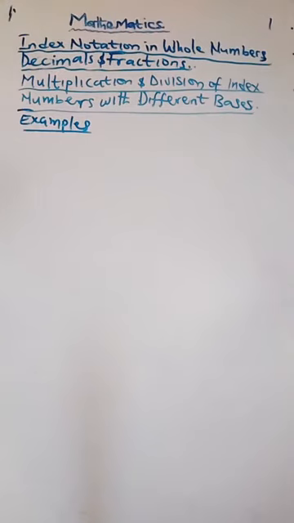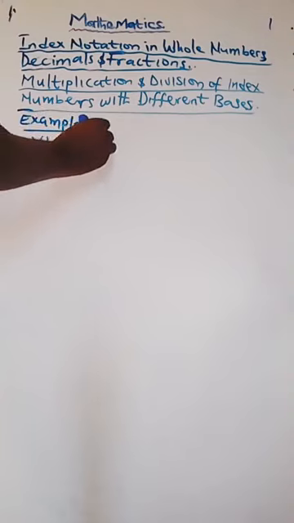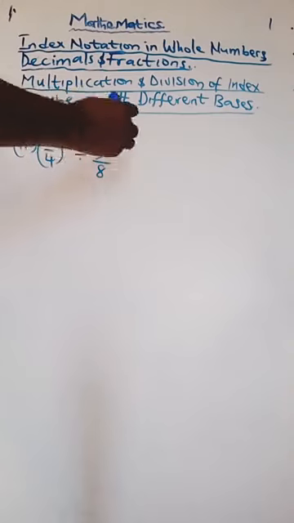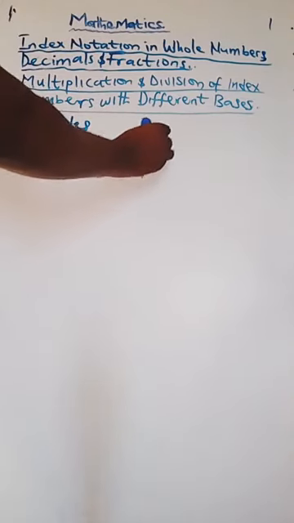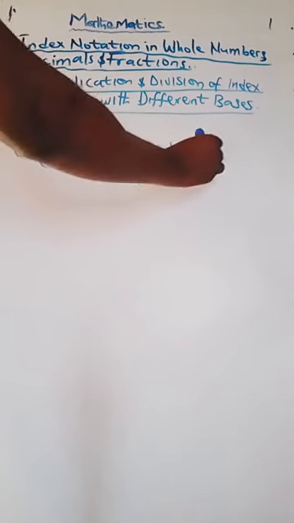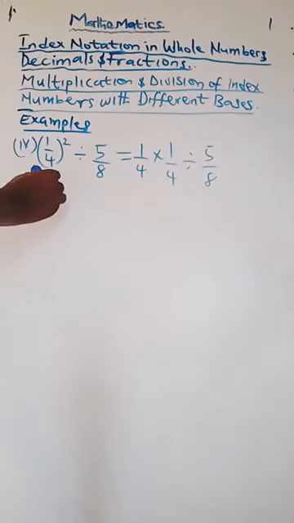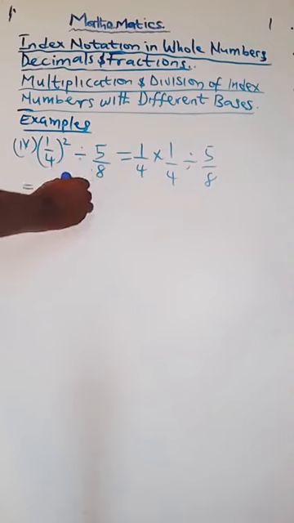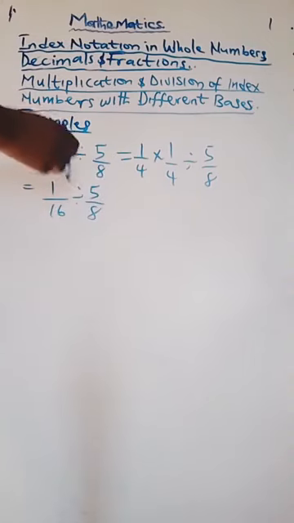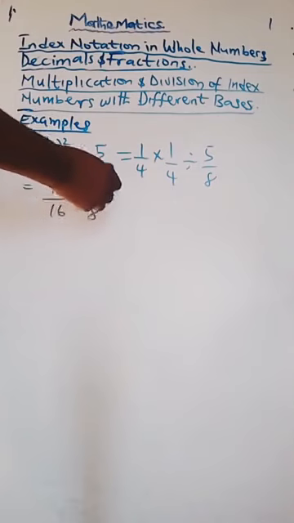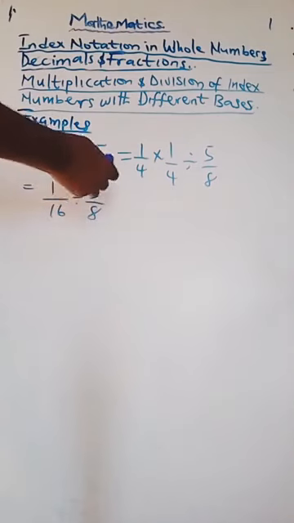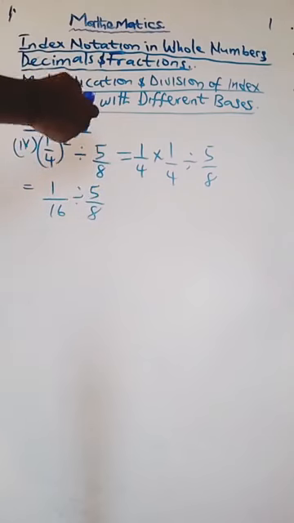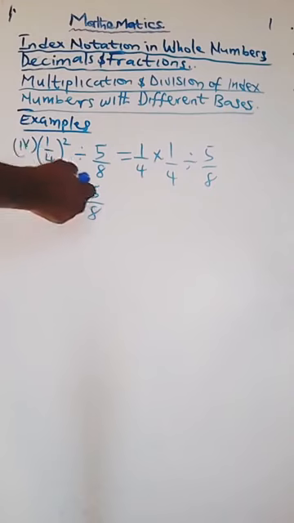Now let's look at the last example. Let's say you have 1 over 4 raised to power 2 divided by 5 over 8. How do you solve this? This will be 1 over 4 times 1 over 4 divided by 5 over 8. So 1 times 1, 1 over 4 times 4, 16 divided by 5 over 8. You know, this is division. You have to change it to multiplication and invert this number. If you don't understand what I'm saying, go and watch our video under division of decimals, fractions, and whole numbers for you to have full details.